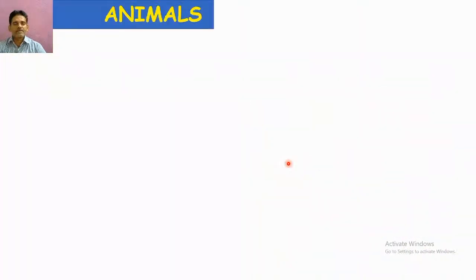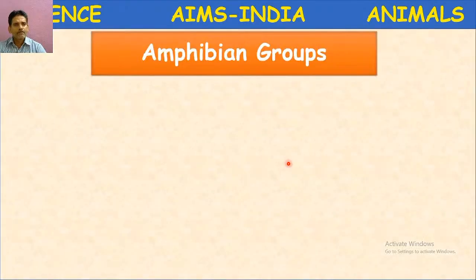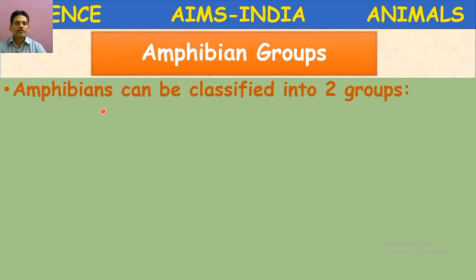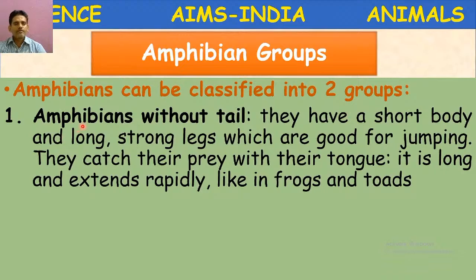So let us discuss about the amphibian groups. Amphibians can be classified into 2 groups. The first group, amphibians without tail. Example, frog. These amphibians have a short body and long, strong legs which are good for jumping. They catch their prey with their tongue. It is long and extends rapidly like in frogs and toads. So first type of amphibians, amphibians without a tail. Example, frogs and toads.